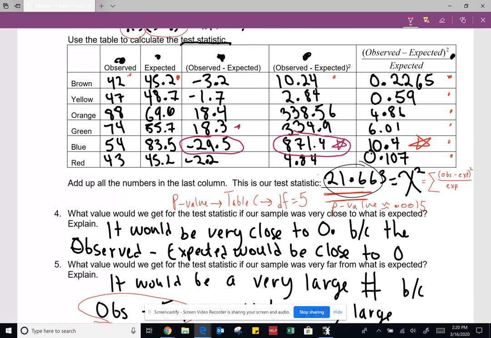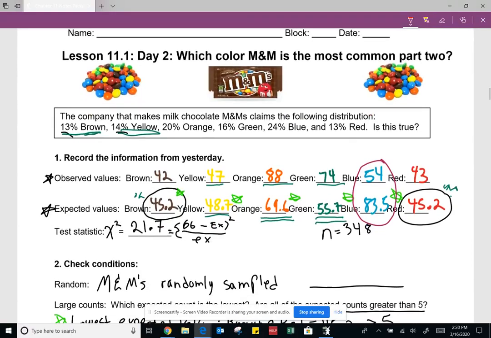You can see 10.4 of the chi-square is 21.7. 10.4 of that came from blue. And so blue really is the biggest reason for it being so large.